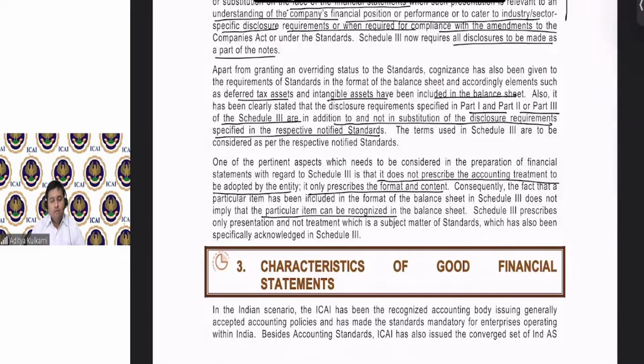You will have to follow the format, yes, but at the same time, these are the bare minimum requirements in Schedule 3. Beyond this, you can definitely go ahead and disclose, but in India we are fairly satisfied with, "This much is enough, so we will do only this, we don't have to do more." The choice is yours, but you are always encouraged to make more disclosures in your financial statements, so that it helps the investors.